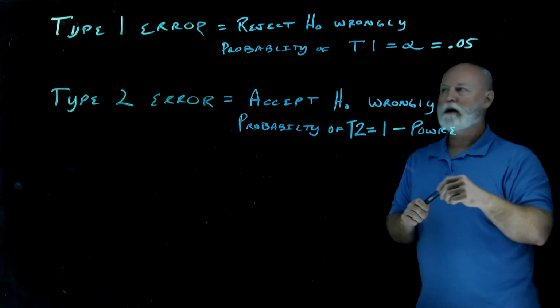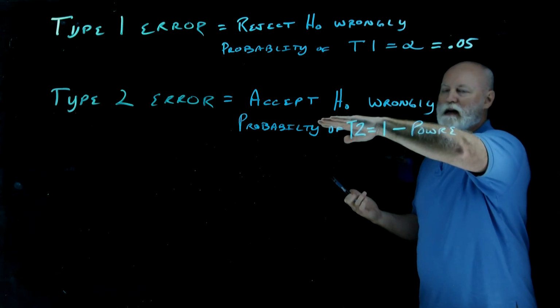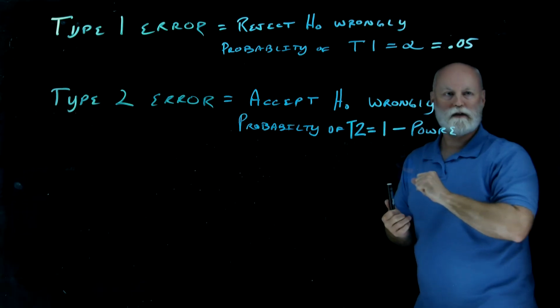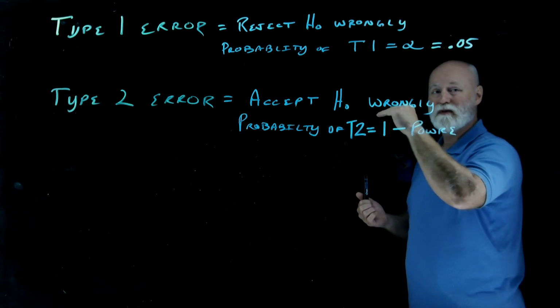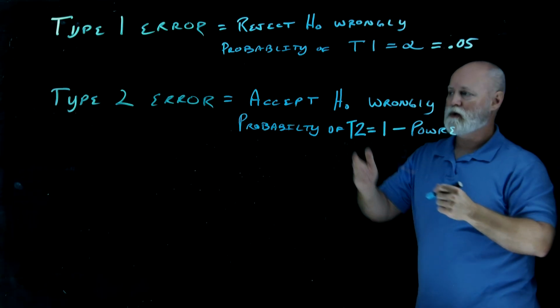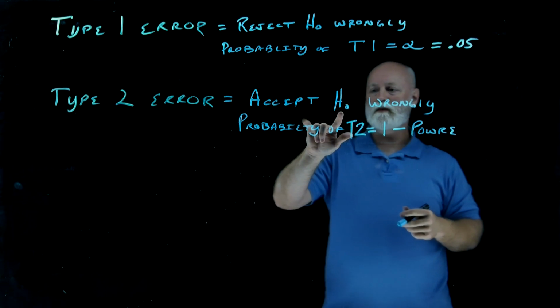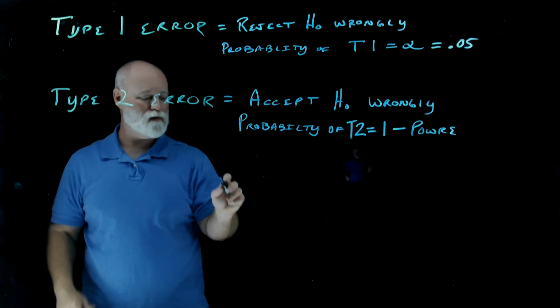value in there, and you're wondering, well, what's the probability that I'm going to reject H naught when H naught is actually true? What's the probability that I'm going to accept H naught when H naught is actually wrong? Right? So type 2 is this idea that we accept it when it's wrong. Type 1 is when we reject it when it's true.